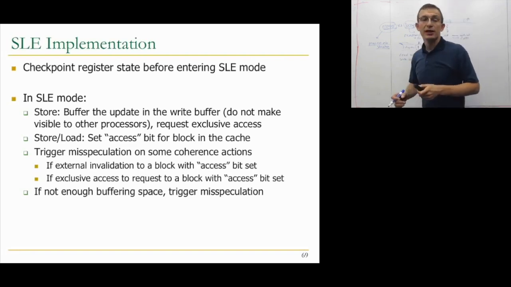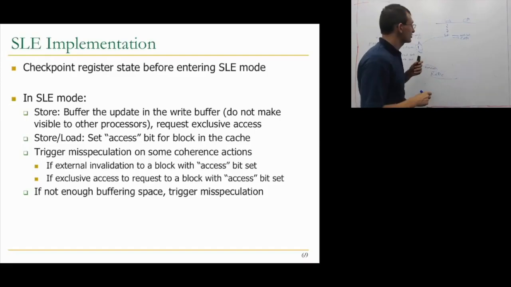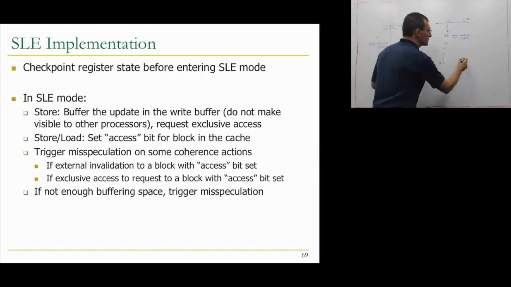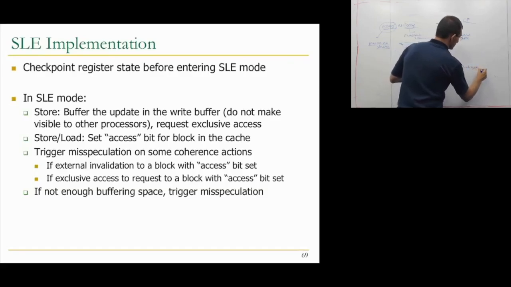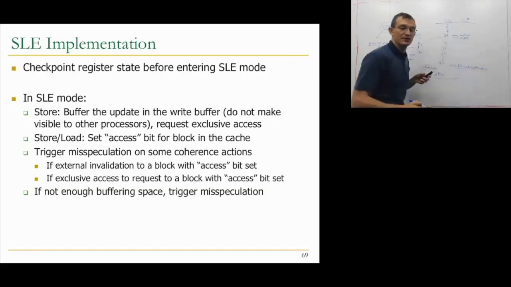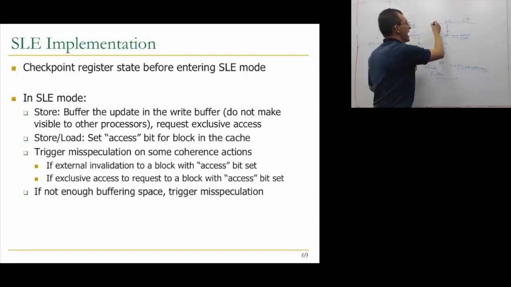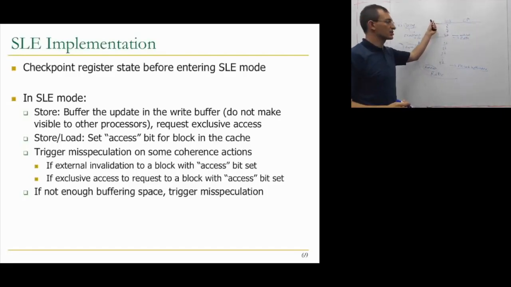And also, if there's not enough buffering space, this particular implementation triggers misspeculation. So what does that mean? Basically, you have lots of stores here, store, store, and eventually you run out of your write buffer entries, right? You cannot put this latest store into the write buffer because there are no write buffer entries left. Well, in this case, too bad, the system says, I'm going to trigger misspeculation, go back to the beginning of this particular critical section.